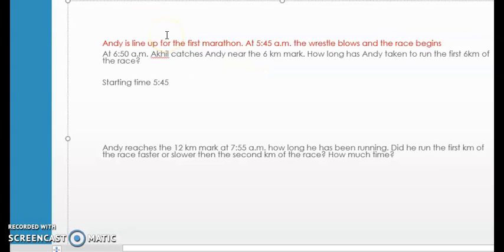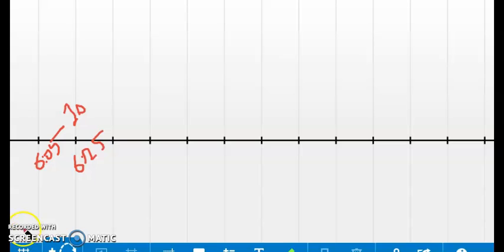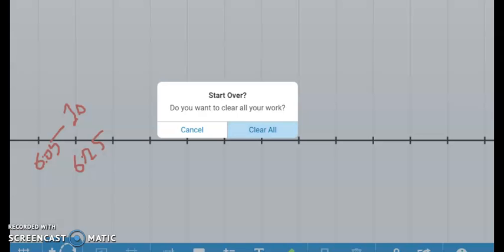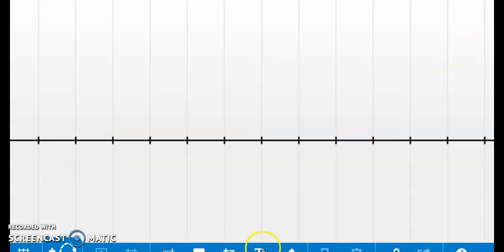And now the 6 km mark is at 6:50. So we need to find how much time he is taking. From 5:45 to 6:50, we need to find the duration of time with the help of this number line. So I will draw here 5:45, and here 6 o'clock. From 5:45, 6 o'clock I will draw here. I will take one space.